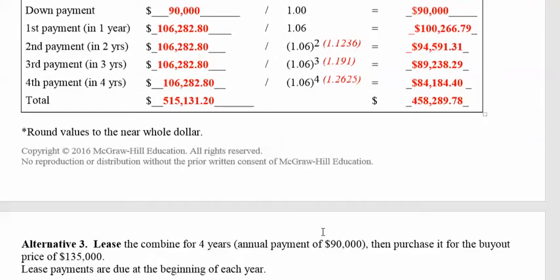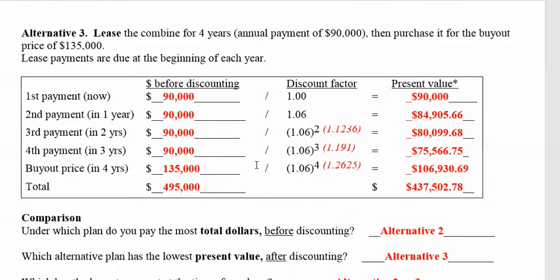Let's go on to alternative 3. In alternative 3, here we're going to lease the combine for 4 years, an annual payment of $90,000, and then we're going to purchase it for the buyout price of $135,000. Lease payments are all due at the beginning of each year. So we're going to have a $90,000 payment now, a $90,000 payment next year, 2 years from now, 3 years from now, and then a buyout price 4 years from now.